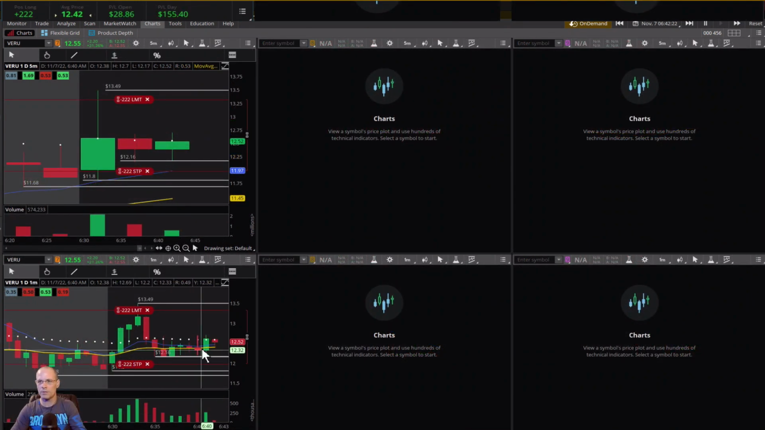I got in VERU down here when this candle was red, and now it's churning around here at the VWAP. I want to see it break the VWAP. Make a move up towards 13. There we go. I'm looking for a dip opportunity. I want to add on a pullback. But I want it to be a really good pullback, you know. Coming up to 13 there.